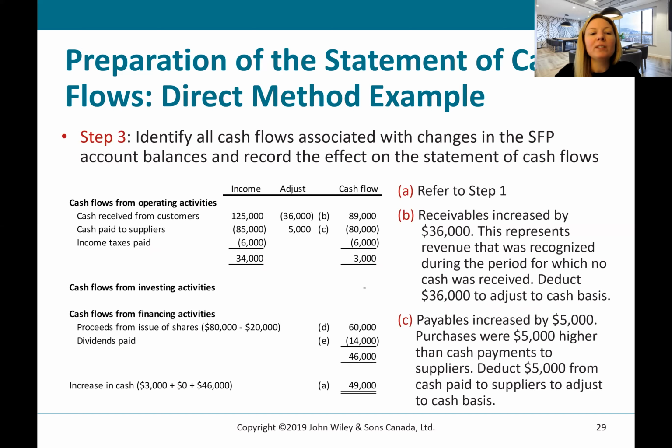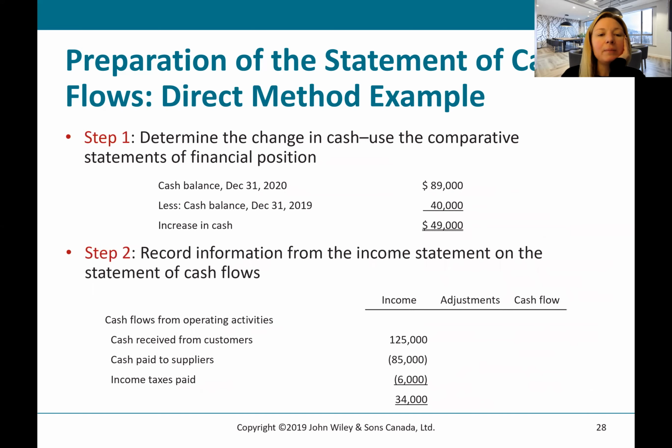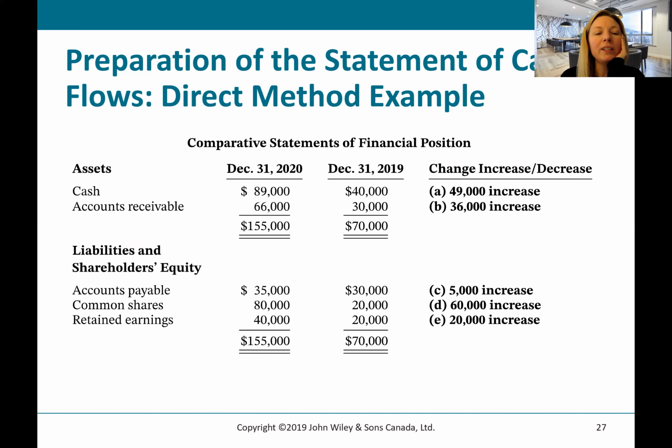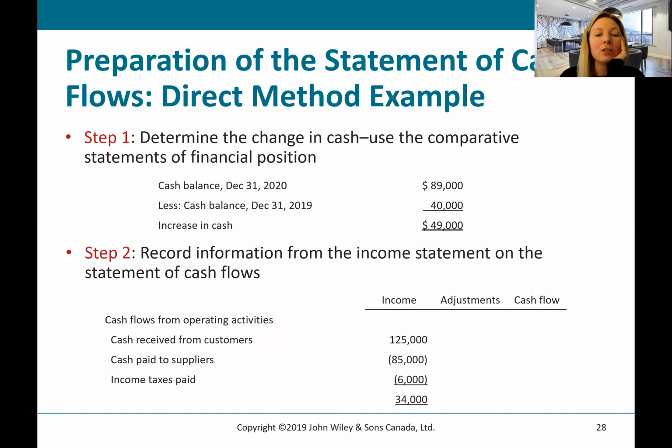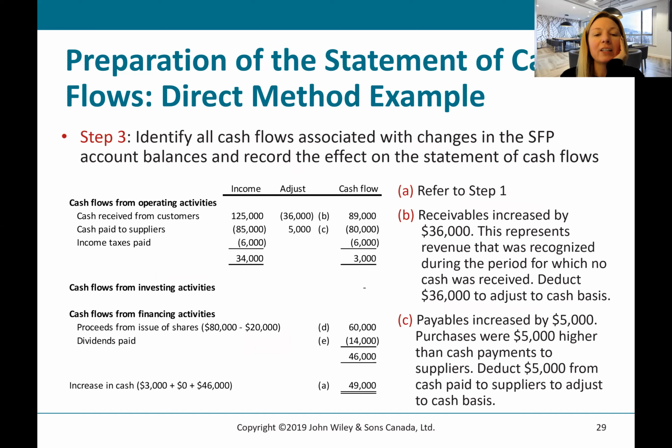So we've got the proceeds from the issue of shares. So we're going to have 80,000 minus 20,000, which is going to be 60,000. Where did we get the 80 and the 20? Well, you can see our common share account. It increased by $60,000. It was only 20,000 and now it's 80,000. So we have a cash inflow there for 60,000. And then the dividends paid, which is what we were given, we're deducting as a financing activity as well. So we're deducting that 14,000.